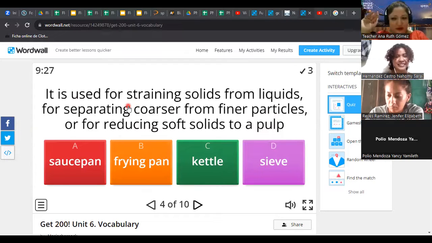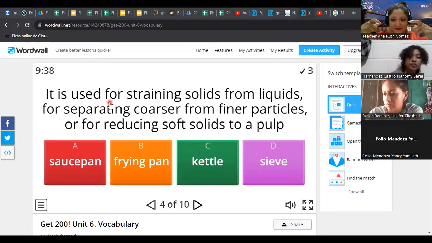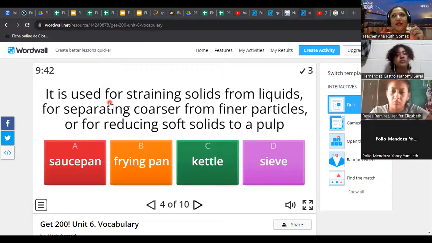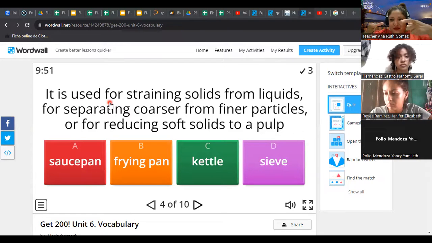Okay, very good. All right. Now, this is an object. I'm going to give you, le voy a dar una idea, right? I'm going to give you some idea. This is an object that is in your kitchen, okay? Now, when you prepare, for example, pasta, you have this object, you put the pasta in this object, and you begin removing water. Do you have any idea?